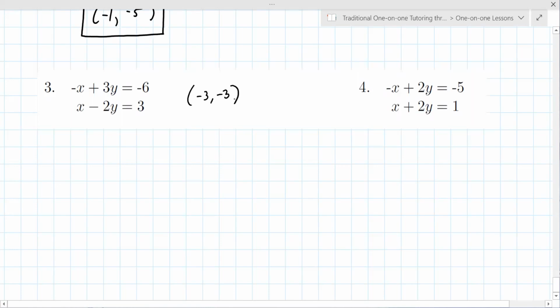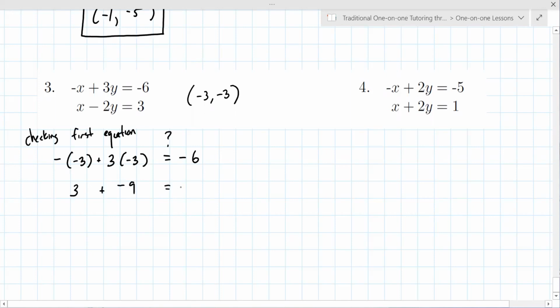So here's how you check. You check by substituting them. They have to work in both equations. So -3 plus 3 times -3 has to equal -6. That's me checking the first equation. Okay, and this is a question mark here. Is this true? Well, 3 times -3 is -9. Is 3 plus -9 -6? Yes. So that worked.